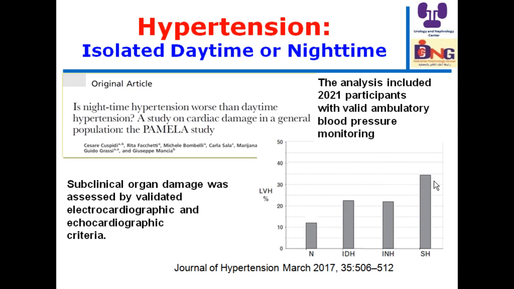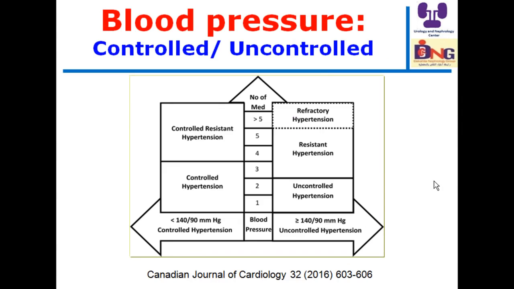So again, both isolated nocturnal and daytime hypertension are associated with risk to the cardiovascular system. This is a very interesting point to look at: the measurement of blood pressure, response to antihypertensive medication, and number of medications used by the patient. If office blood pressure is generally less than 140/90, this is controlled. If it is above 140/90, this is uncontrolled.